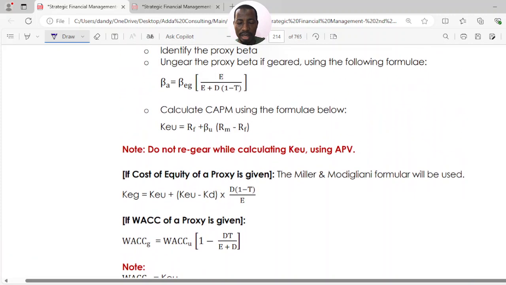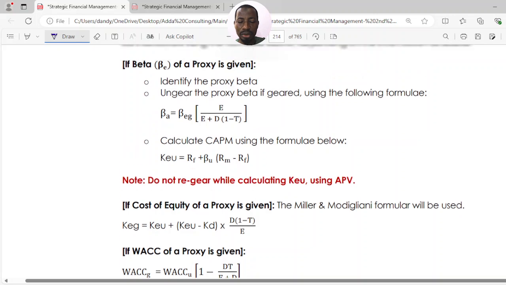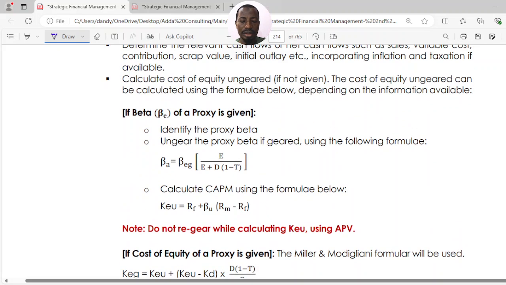Now, again, in the calculation of the cost of equity ungeared, remember I told you there are three ways you can calculate the cost of equity ungeared. The one I gave to you is where the proxy beta is given, where you carry out three procedures. Step one is to identify the proxy beta. You ungear the beta if it is geared, then you calculate CAPM.